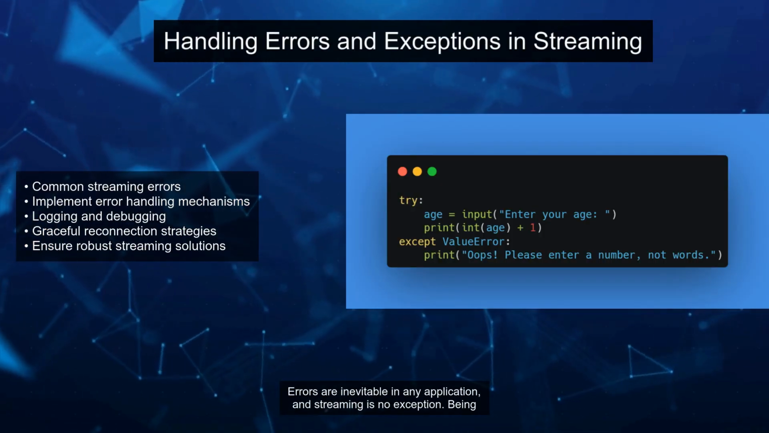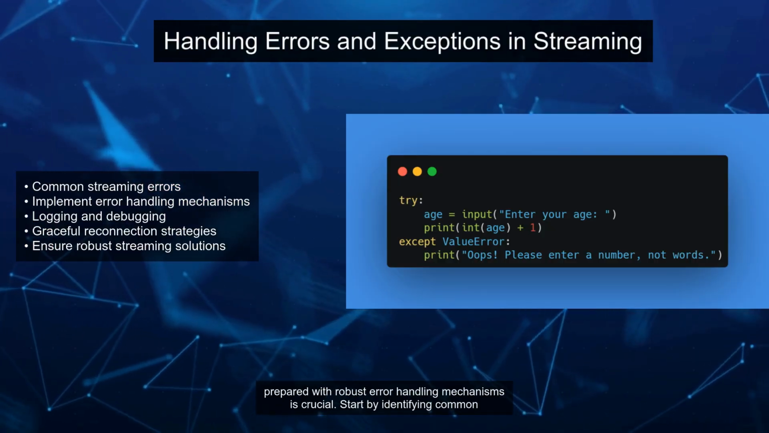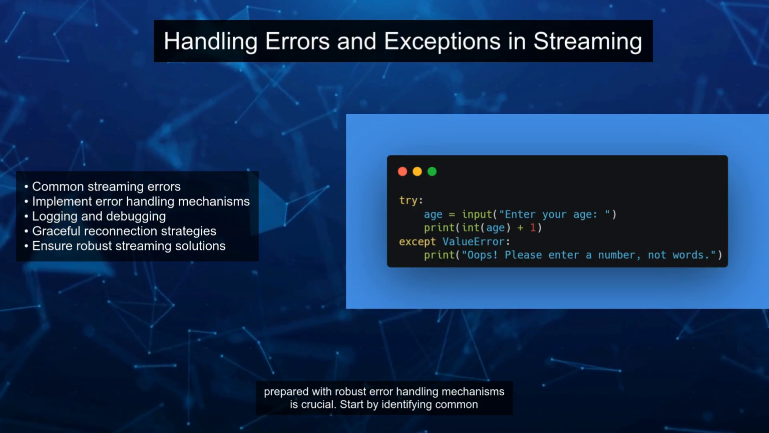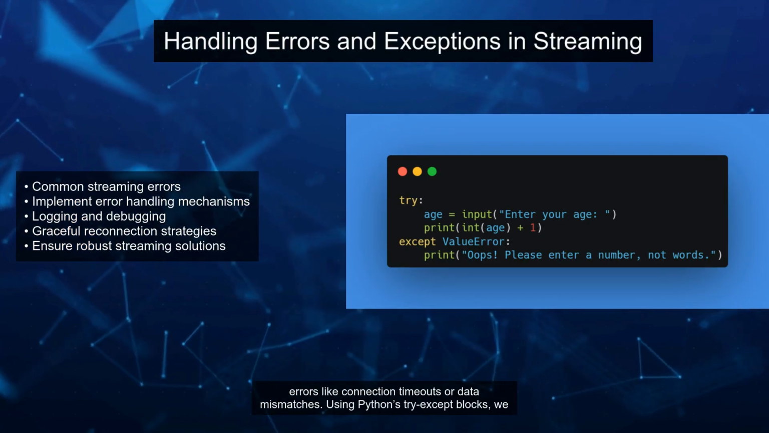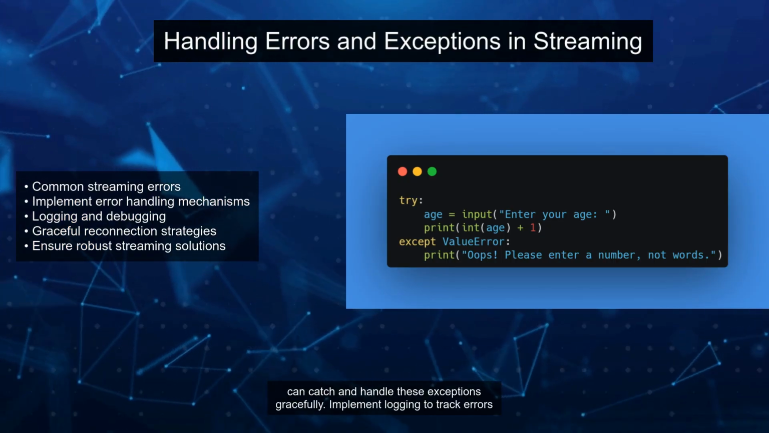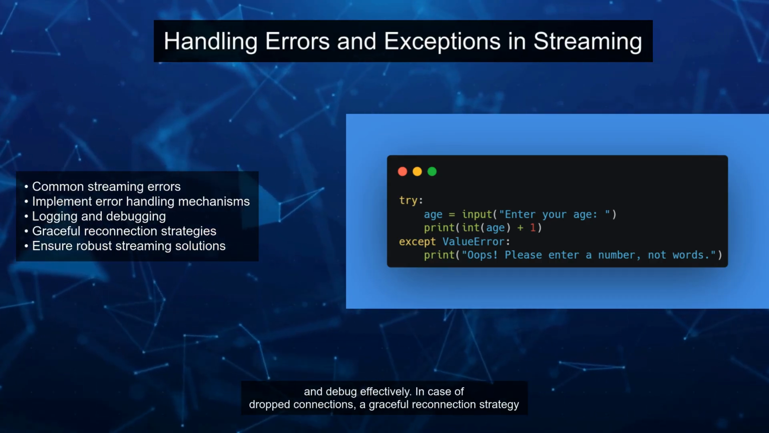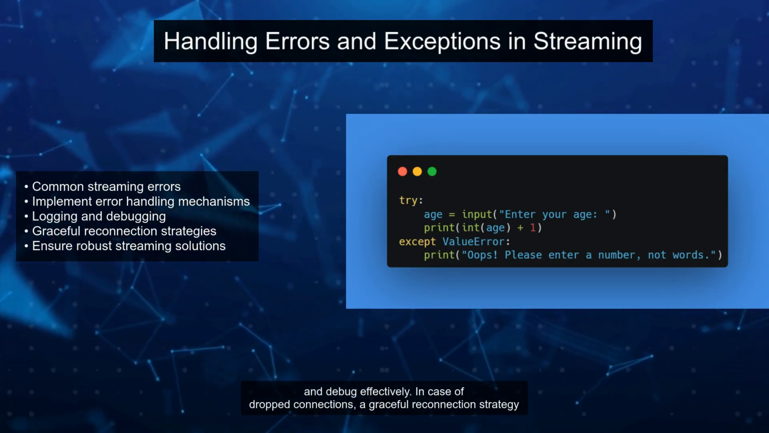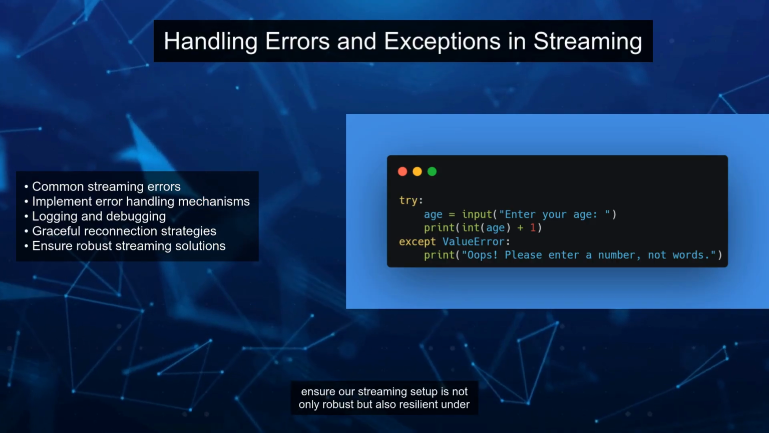Errors are inevitable in any application, and streaming is no exception. Being prepared with robust error handling mechanisms is crucial. Start by identifying common errors like connection timeouts or data mismatches. Using Python's try-except blocks, we can catch and handle these exceptions gracefully. Implement logging to track errors and debug effectively. In case of dropped connections, a graceful reconnection strategy is essential to maintain stream continuity.